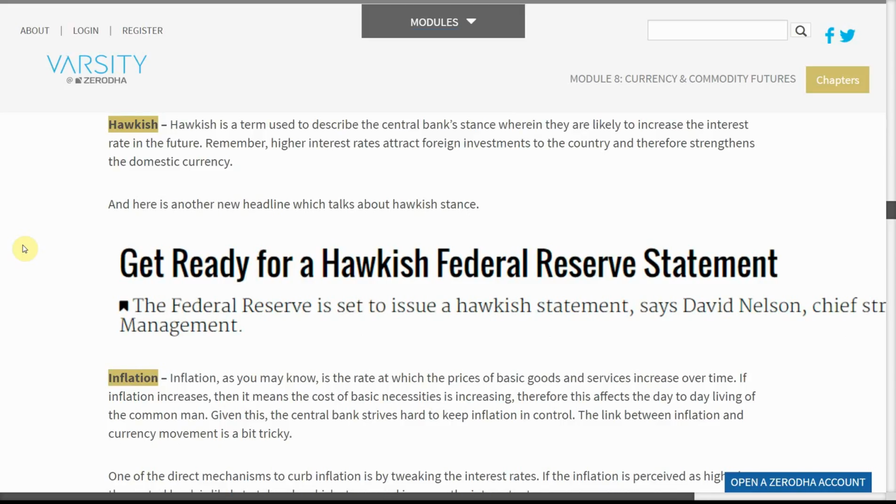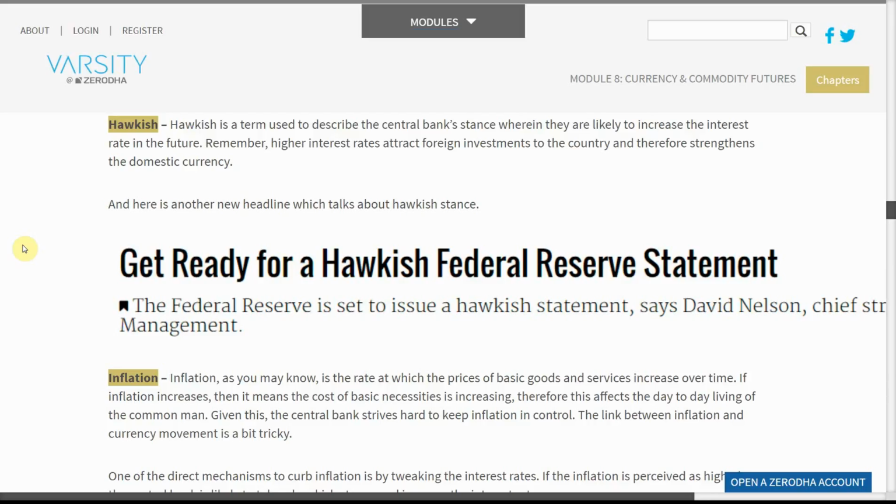Remember, higher interest rates attract foreign investments to the country and therefore strengthen the domestic currency. And here is another news headline which talks about a hawkish stance. Inflation.